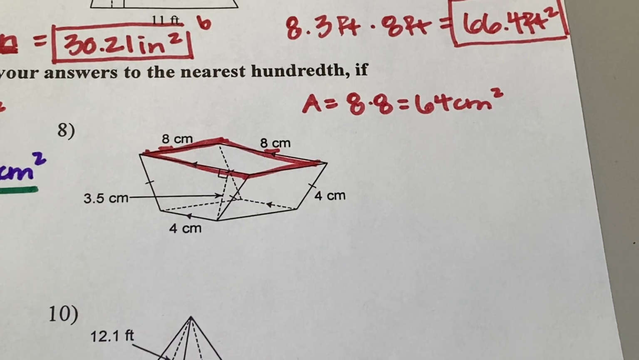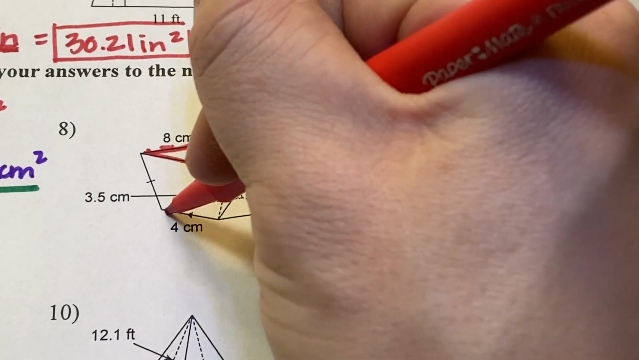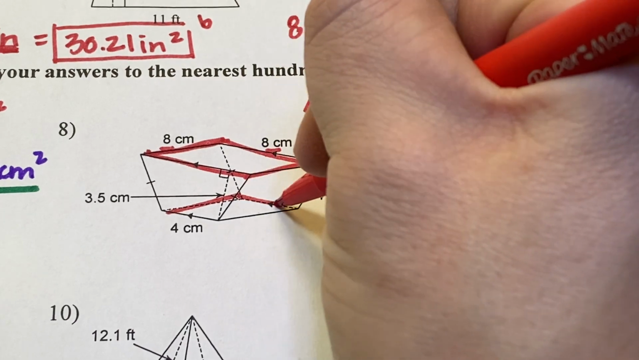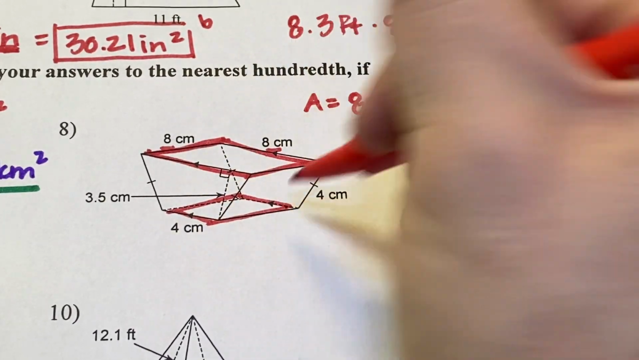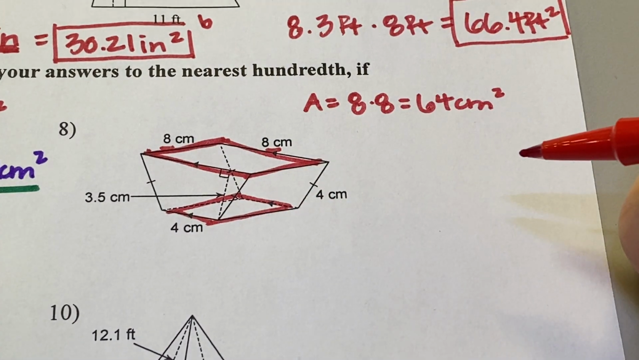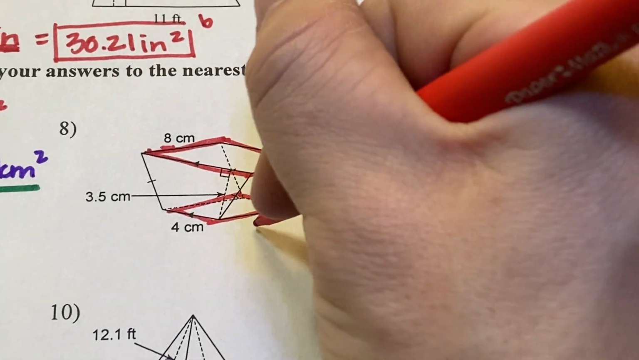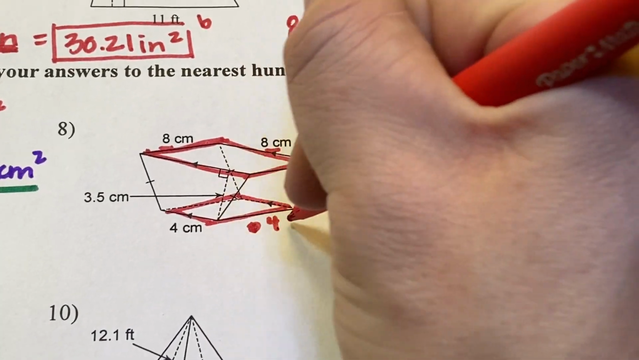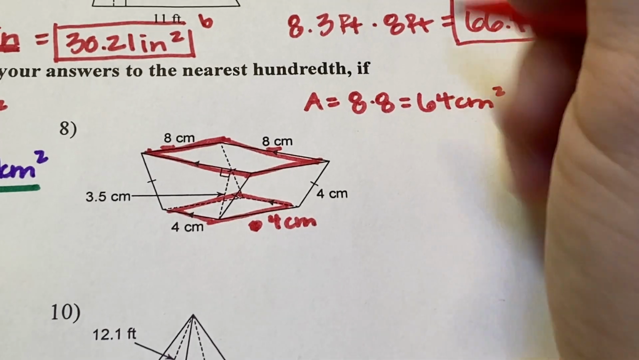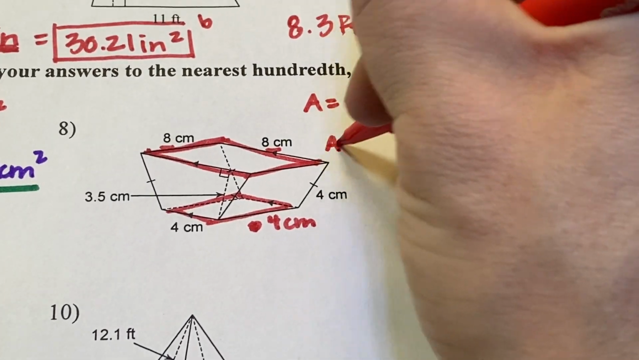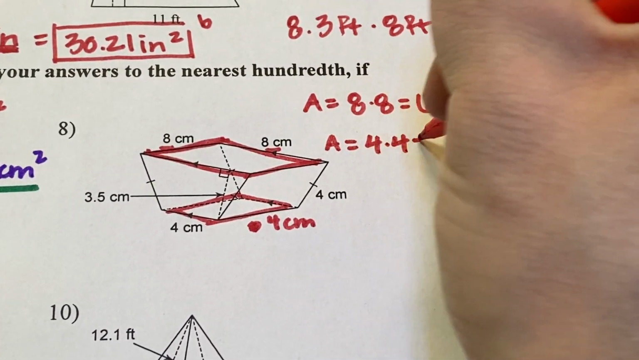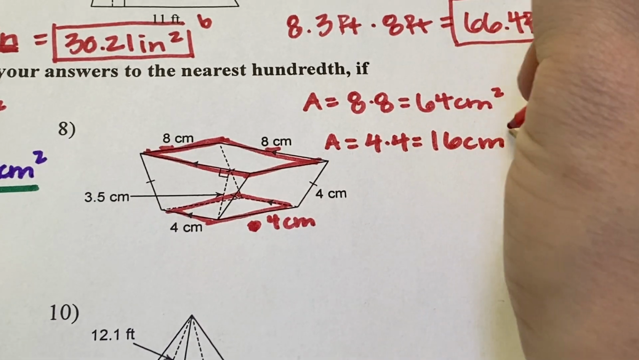What about the bottom of this? 4. What shape are we dealing with on the bottom? Still a square. Nice. And it'd be 16 centimeters squared. So now I have the area of the bottom, 4 times 4 equals 16 centimeters squared.